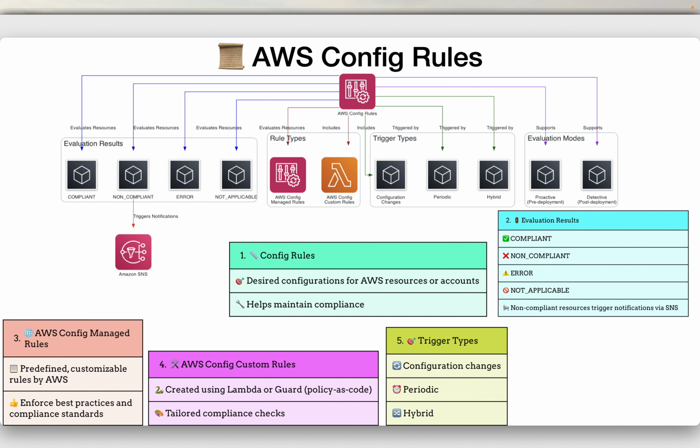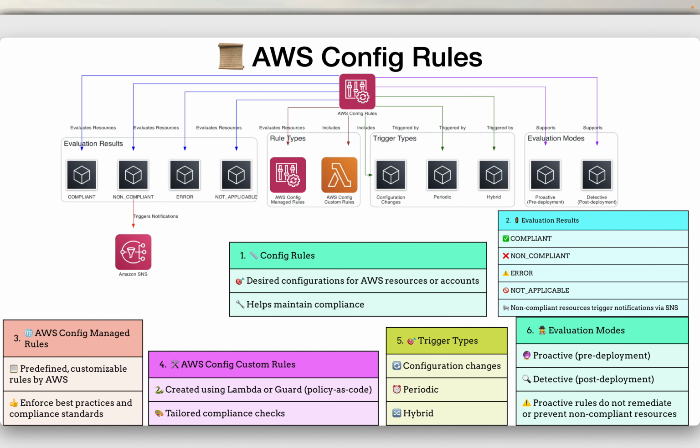Fifth one, trigger types. AWS Config evaluations are triggered by configuration changes when resources match the rule scope, or periodically at a specified frequency. So these are the trigger types: based on configuration change, periodically, or a combination of both, hybrid. Evaluation modes. Proactive evaluation assesses resource properties before deployment, while detective evaluation examines the configuration settings of existing resources. Proactive rules do not remediate or prevent non-compliant resources from being deployed.